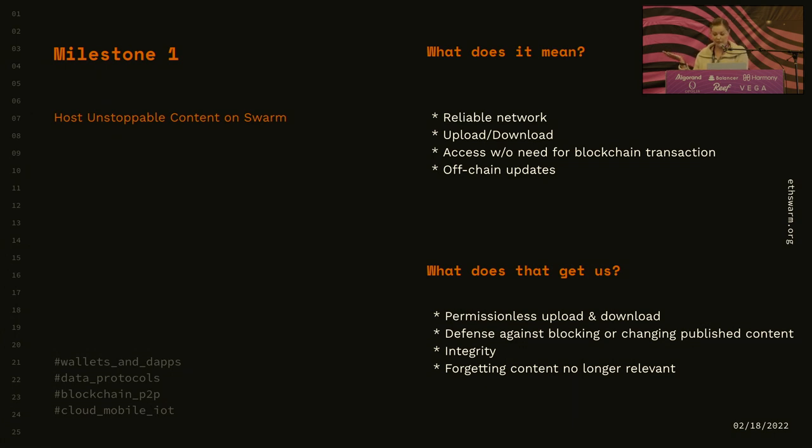You can use feeds to update content off-chain, so no on-chain transaction cost. This is definitely more of a beta feature, but I did want to address it because we love to see it. And so what we've achieved with this milestone and what we can offer are permissionless upload and download, a robust defense against blocking or changing access to content once published, integrity of protected content, and last, eventually forgetting, or signaling to the network to delete content that is no longer relevant to preserve.